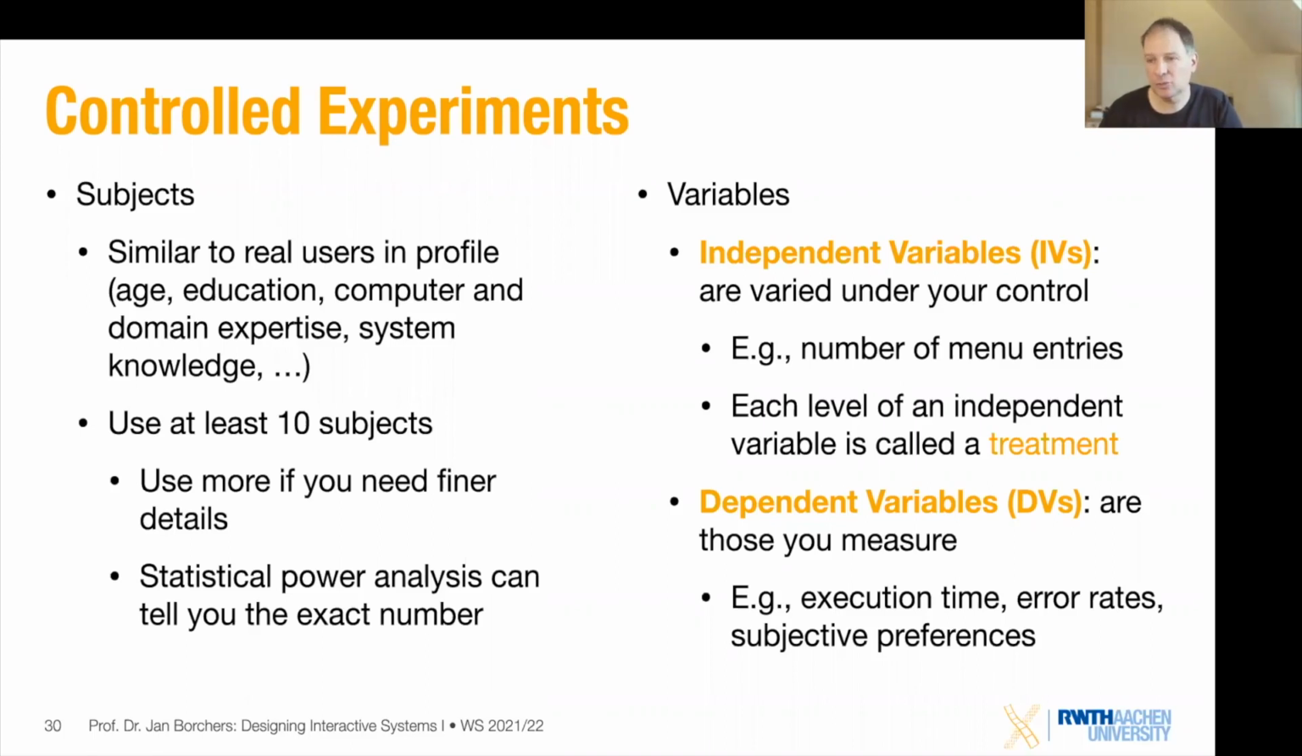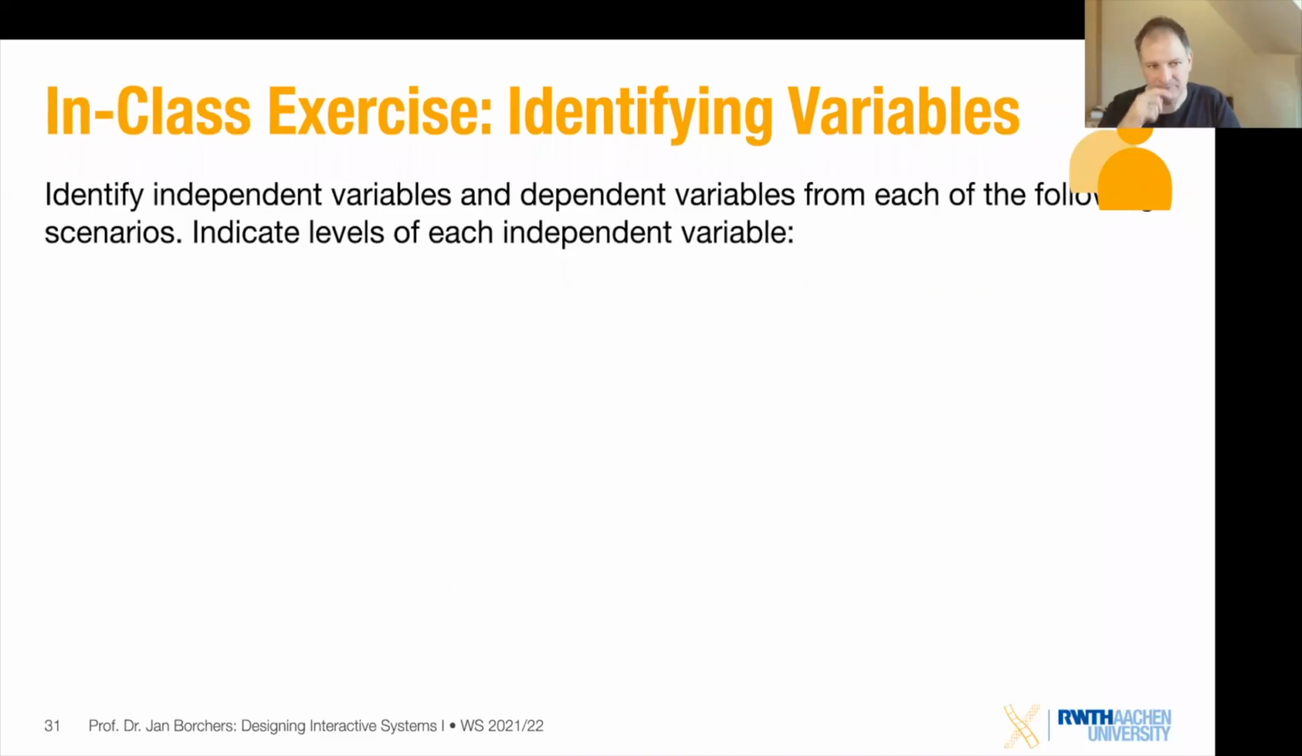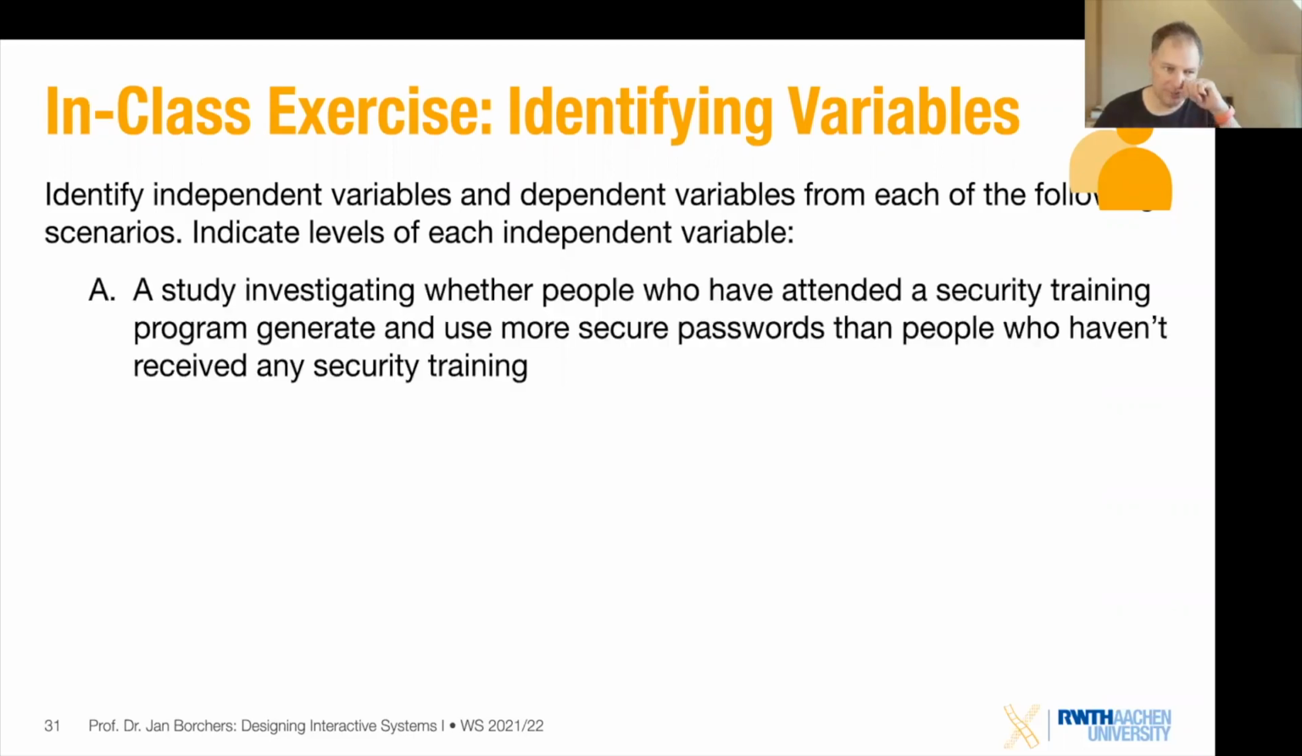Okay, now I'm going to need your brains turned on for a bit. We're going to do a little bit of an in-class exercise here. We're going to identify some independent and dependent variables for each of the following three scenarios, and these scenarios will come back to us. First one, imagine you're doing a study investigating whether people who have attended a security training program generate and use more secure passwords than people who have not received any security training.